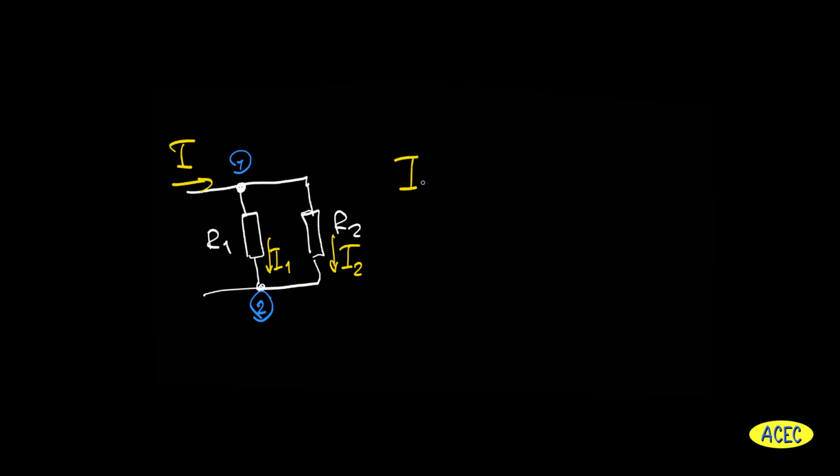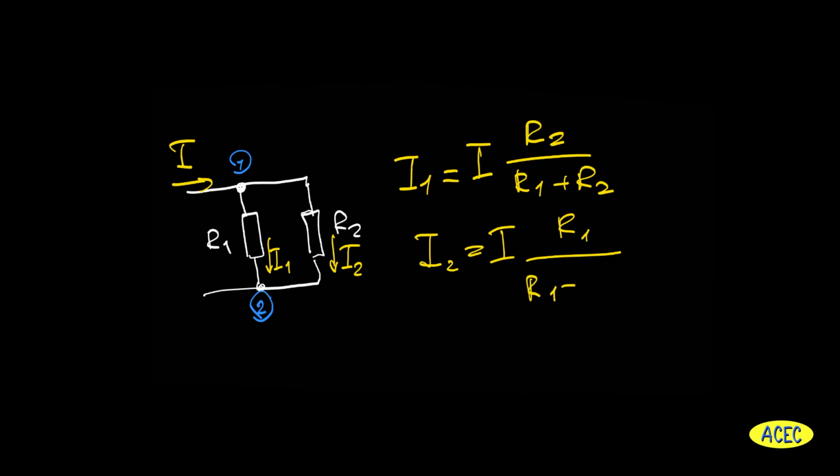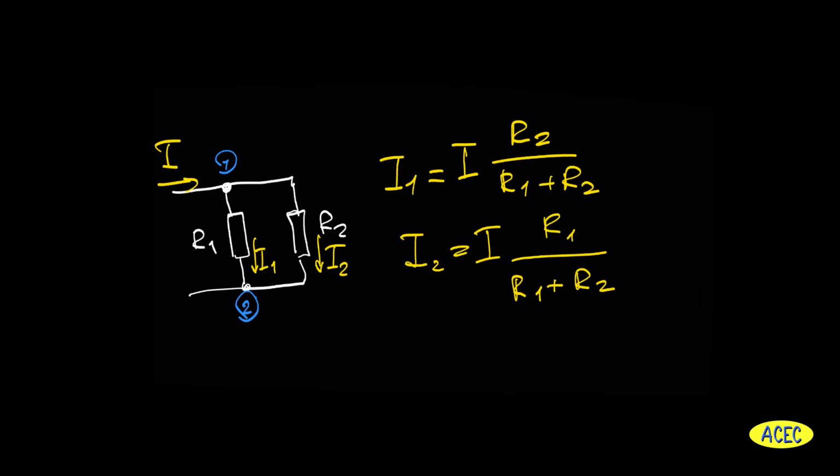We just need to write down I1 is I, the input current, times R2 divided by the sum of R1 and R2. Respectively, we will have a similar equation for current number 2. I2 is I times R1 divided by R1 plus R2. It's very easy, so please use it.